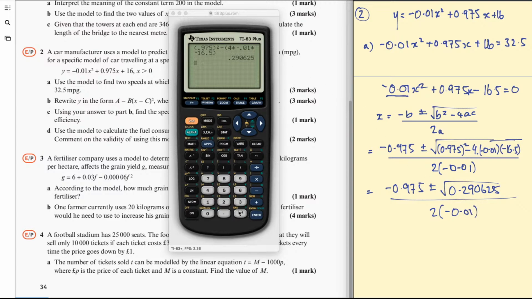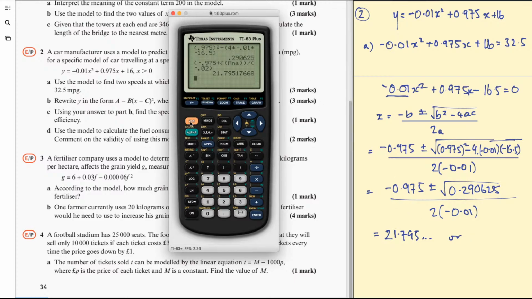All I need to do is then use the answer key. So negative 0.975 plus the square root of the previous answer, and I should use brackets there, I think, and then divide by 2 times negative 0.02. Okay, hopefully I entered everything correctly there. I get 21.795.